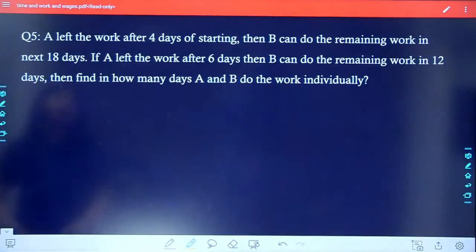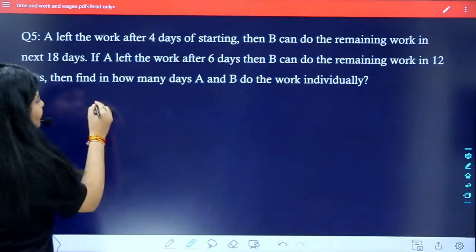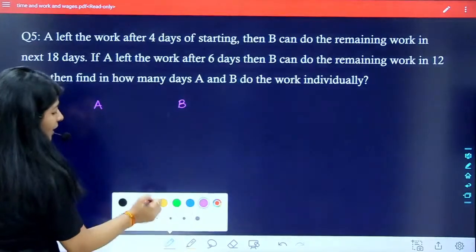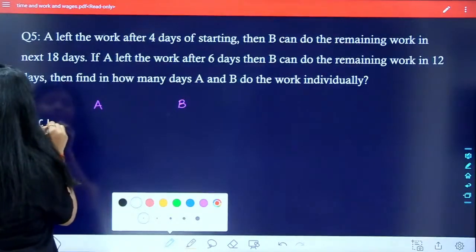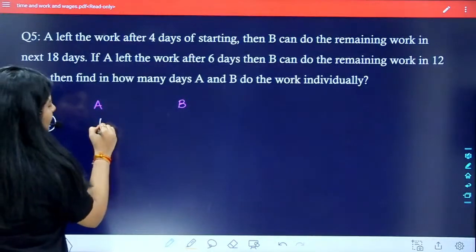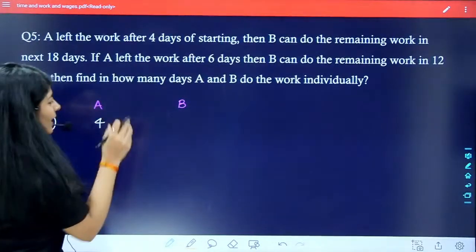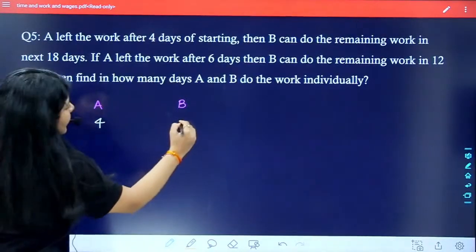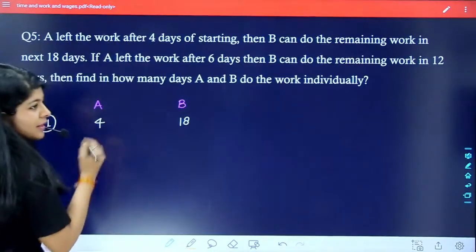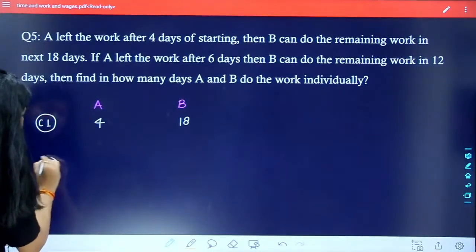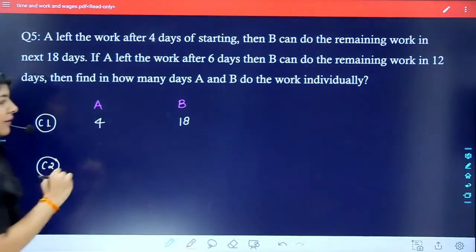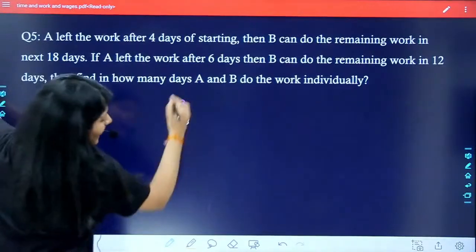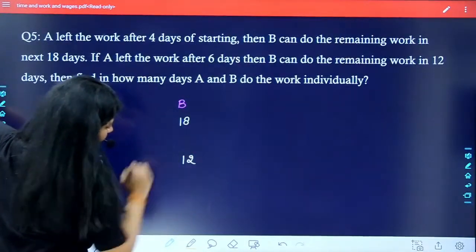Okay. So it is given that we have two persons named A and B. Case 1 says, if A worked for 4 days, then the remaining work is done by B in 18 days. Case number 2 says, if A worked for 6 days, in that case, B worked for 12 days.